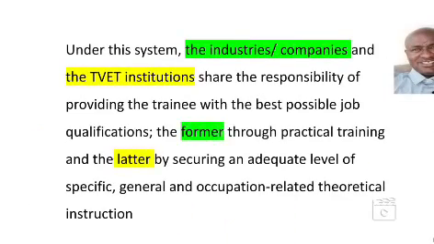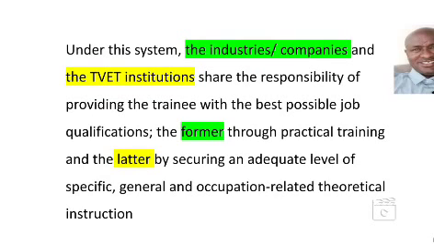Great. Having this, now we move to more of its explanation. Under this system, the industries, that means the companies or the employers, and the TVET institutions share the responsibility of providing the trainee with the best possible job qualifications. The former through practical training, and the latter by securing an adequate level of specific, general and occupation-related theoretical instruction. The former means the industry.